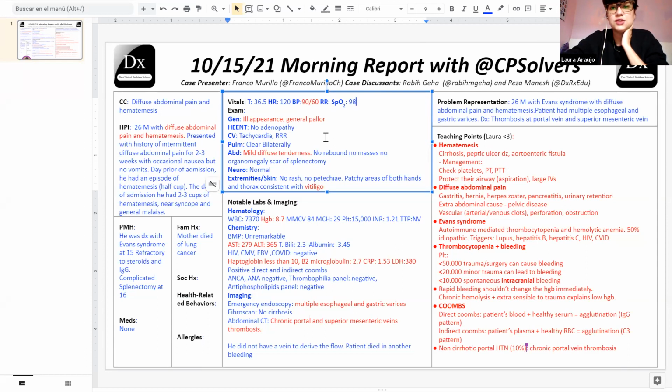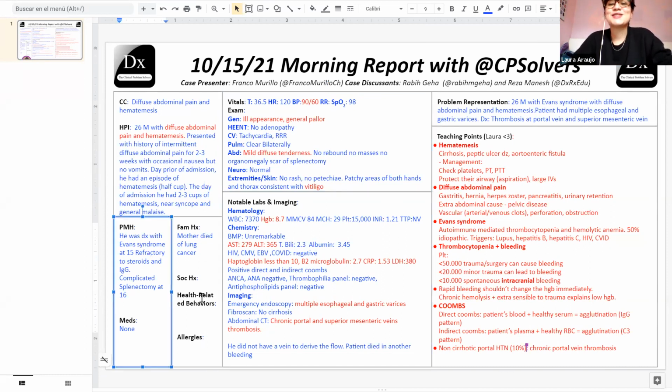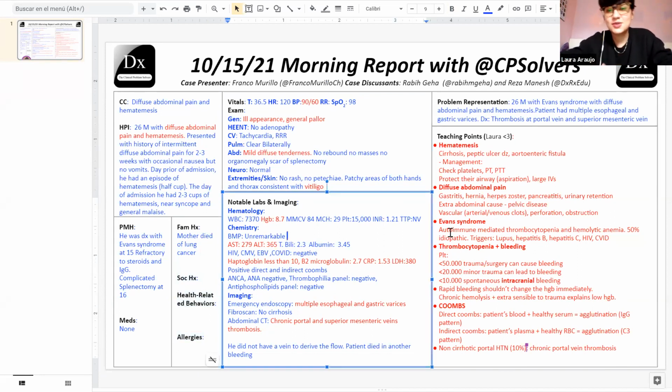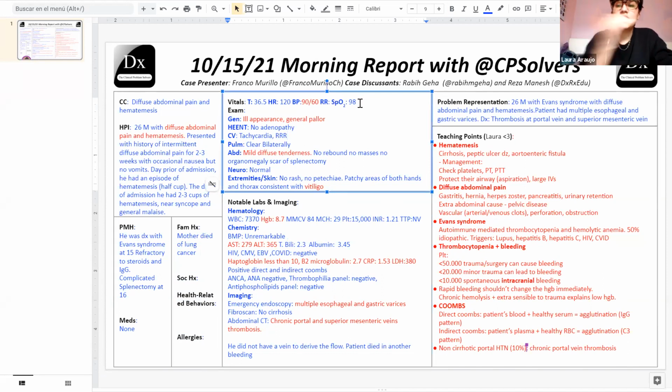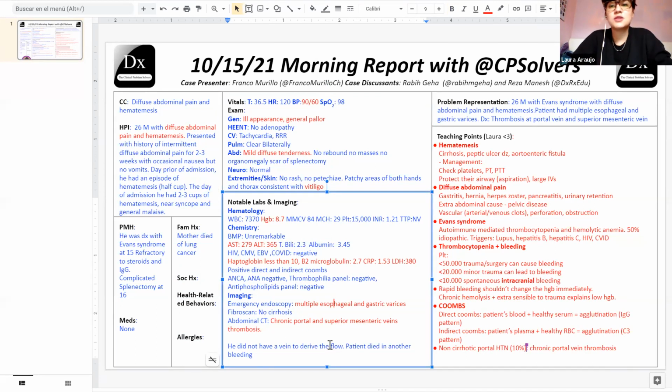And rapid bleeding shouldn't change the hemoglobin immediately. So we thought that the patient should have chronic hemolysis and is extra sensitive to trauma, which explains the extra low hemoglobin. And also Reza explained about the Coombs, direct Coombs, which is performed with the patient's blood and healthy serum. And if there is agglutination, then it is positive, and it is mostly IgG pattern, IgG involved. And indirect Coombs, which is patient's plasma and healthy red blood cells. And if there is agglutination, it is positive, and it is mostly C3 involved.